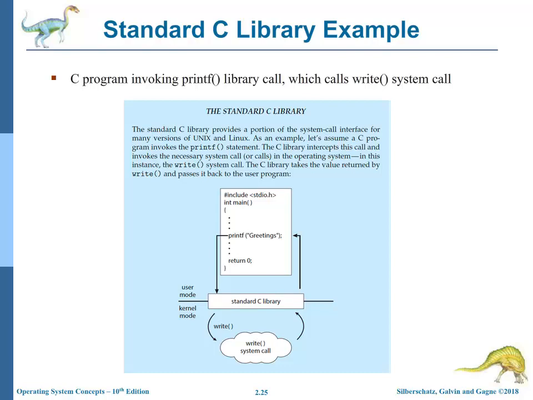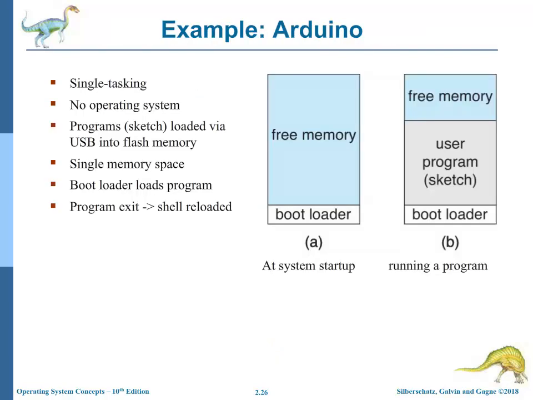The standard C library provides the system call interface. For example, we see a printf statement in this C program. The C library intercepts this call and it invokes the necessary system call. So here, the system call write will be used. And the C library takes the value returned by the write system call and passes it back to the user program.